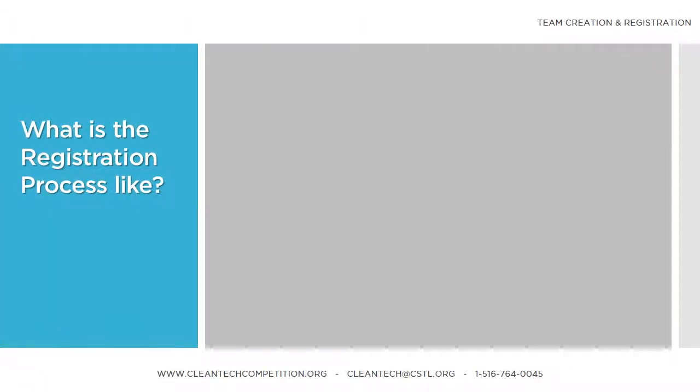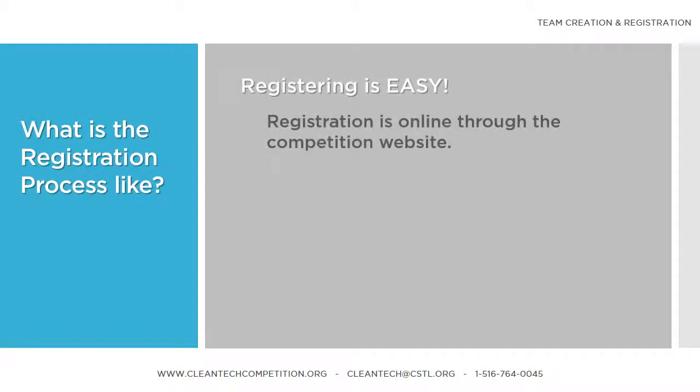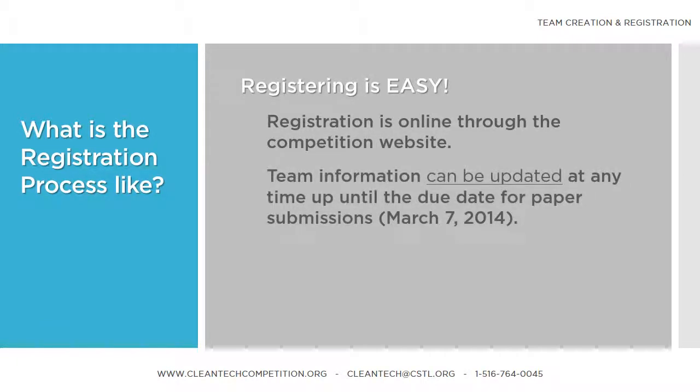Once you have an idea of who will be on your team, it's time to register. This is an easy process that is done online on the competition website, and you can update it at any point up until March 7, 2014, 4 p.m. Eastern Standard Time, which is also the deadline for paper submissions. This is great because it means if you aren't 100% sure of the information yet, you can still go ahead and start the process and come back to change it later if necessary. We'll walk you through the steps of registration now.